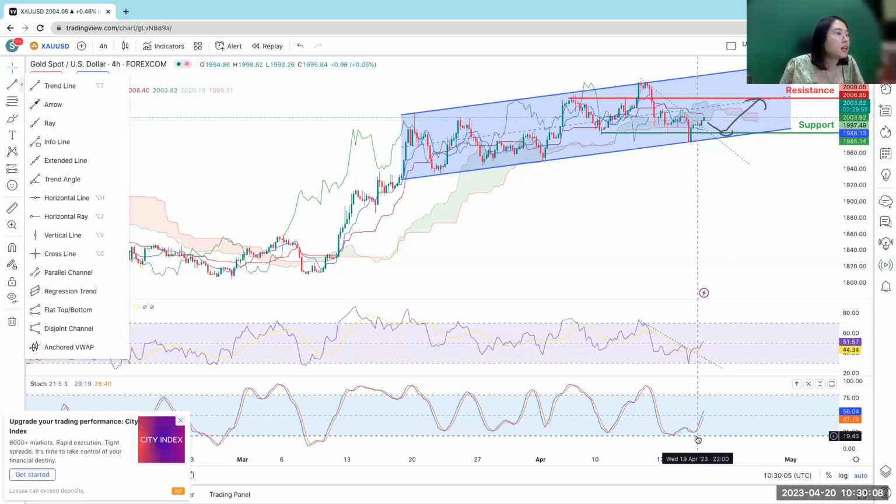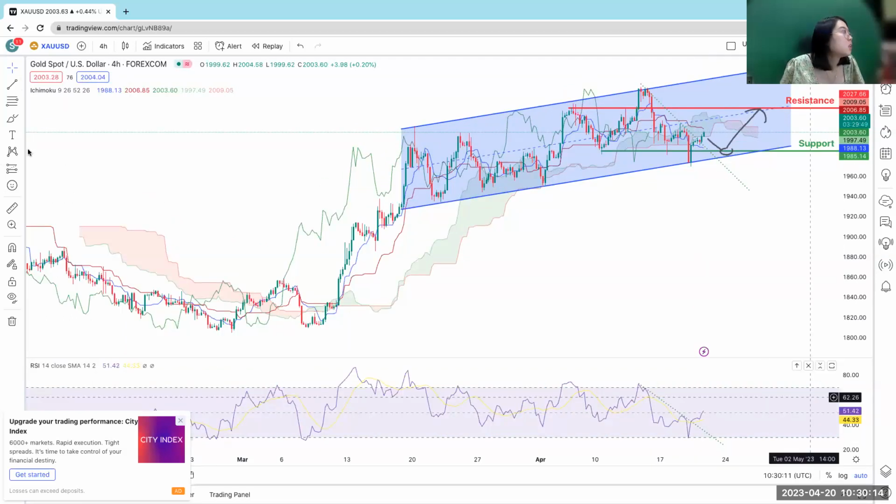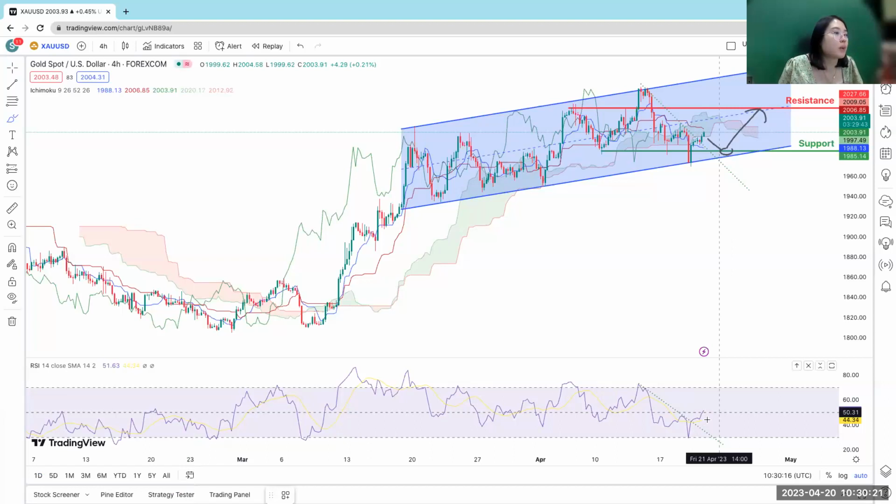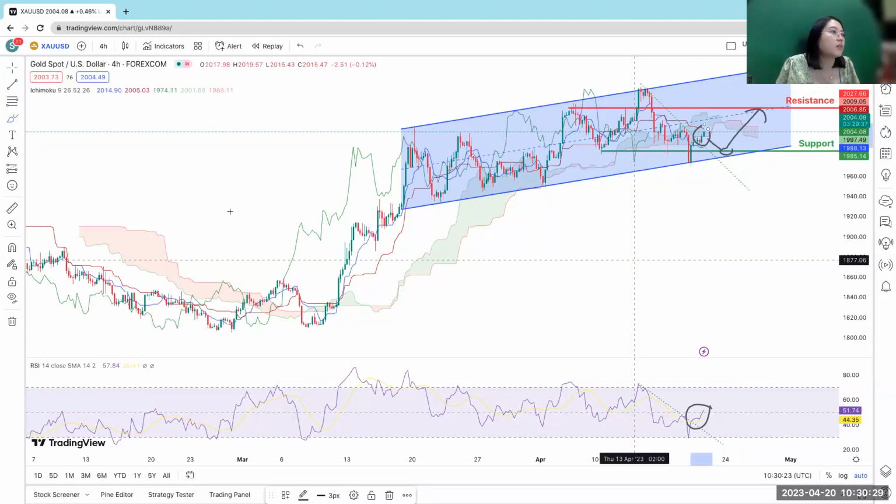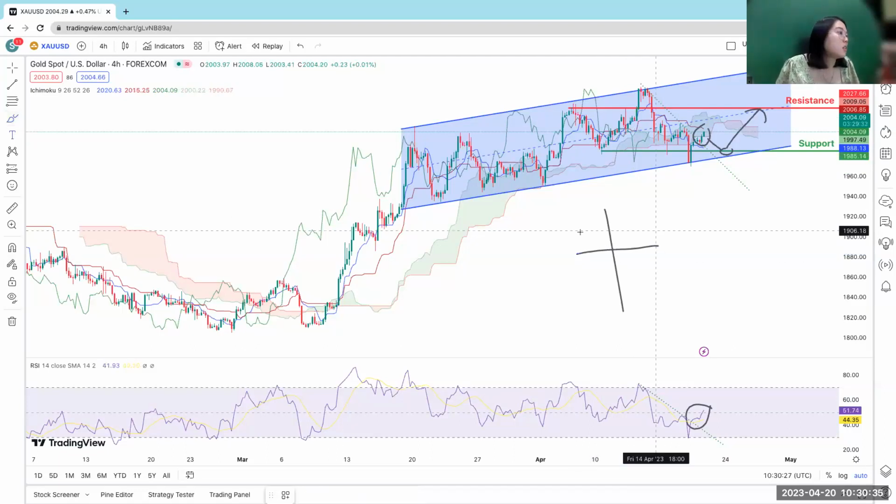Okay, guys, I think there's a little bit of mixed signals with gold. When I'm looking at XAU USD in the 4 hours, RSI is showing me there's a breakout, there's a channel. So should we buy or should we sell?